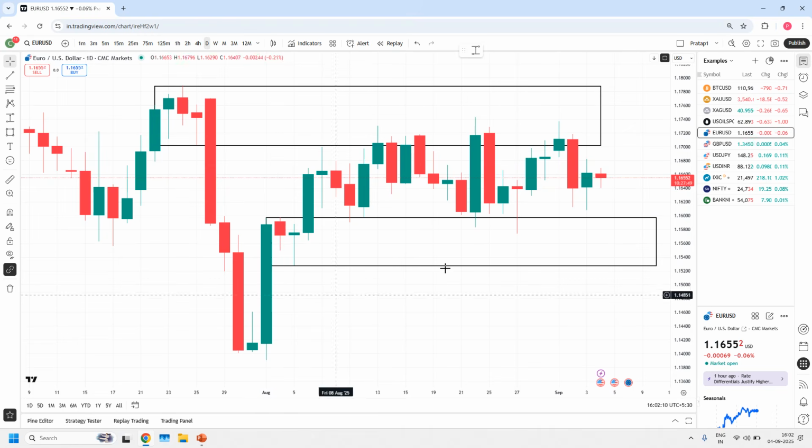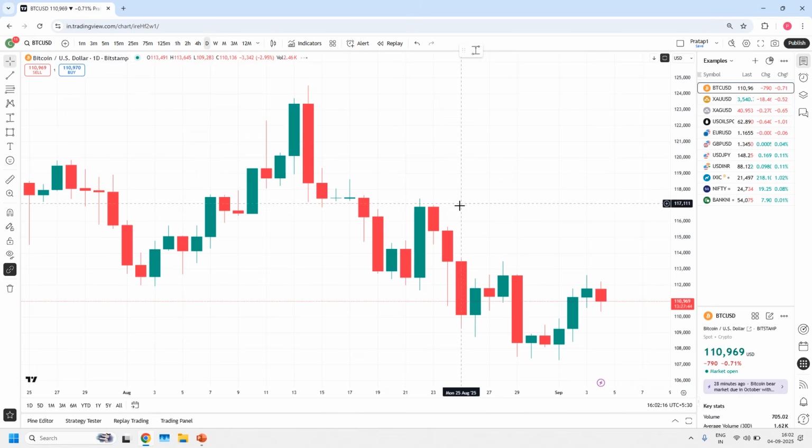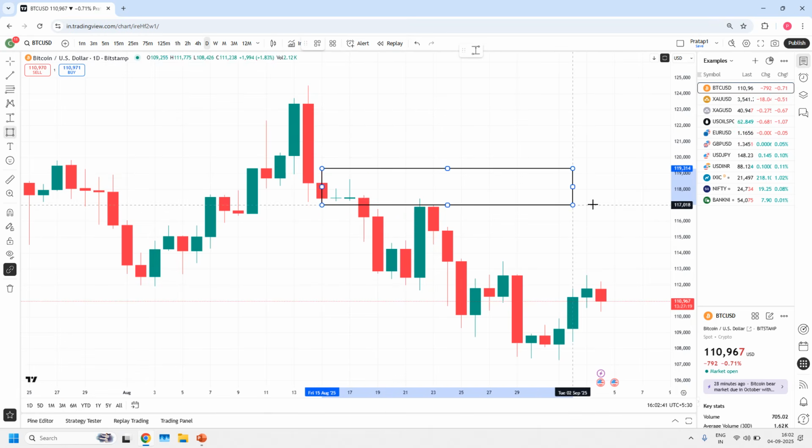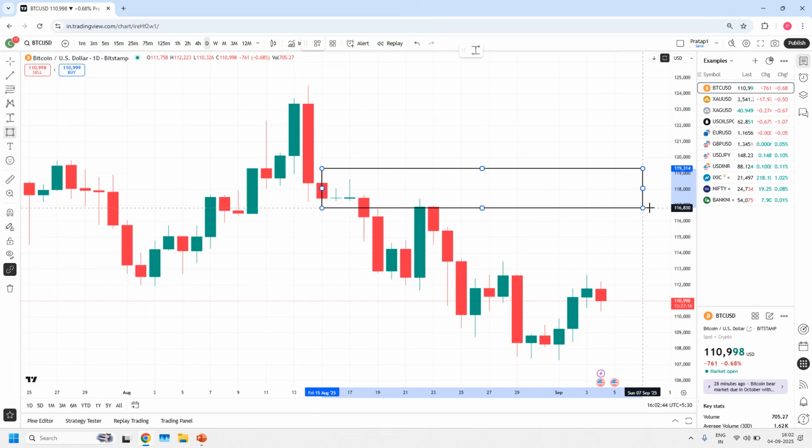See how well it worked. Let me go to Bitcoin, I will take a crypto example. Did you notice here? Price moved in a balanced way here, and all of a sudden imbalance took place. Earlier, prices moved in a balanced way within this area. And here imbalance took place.